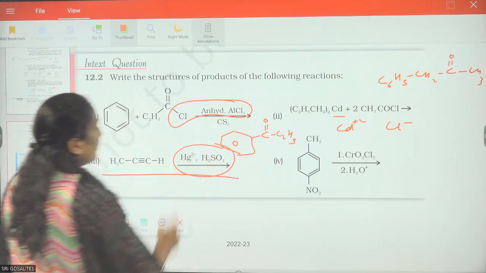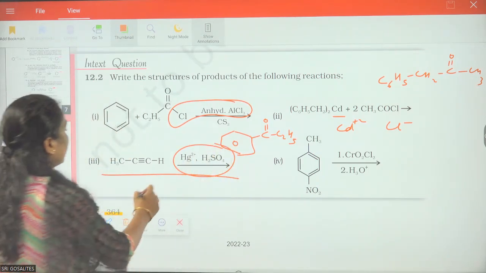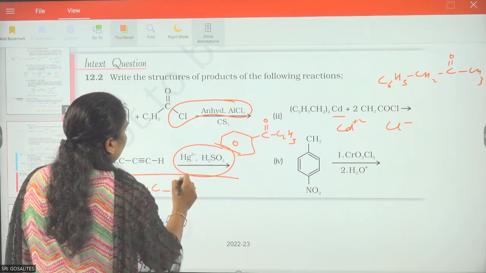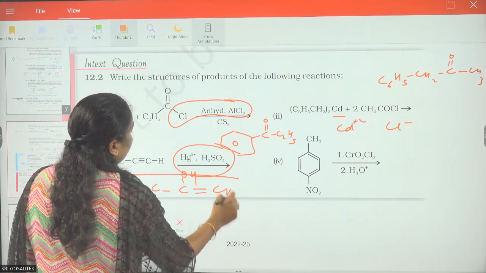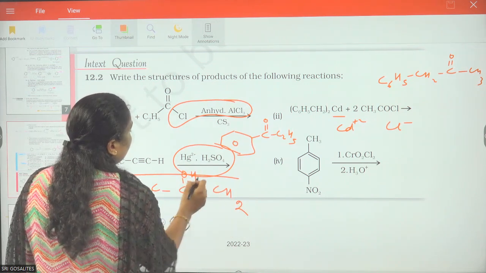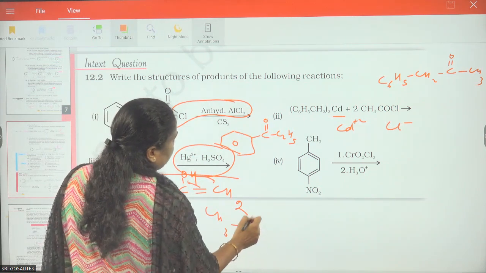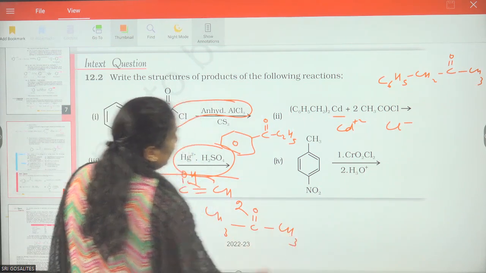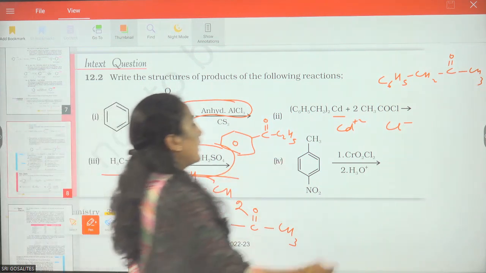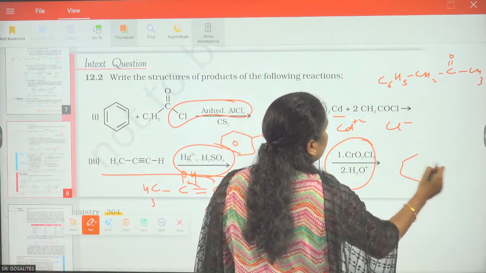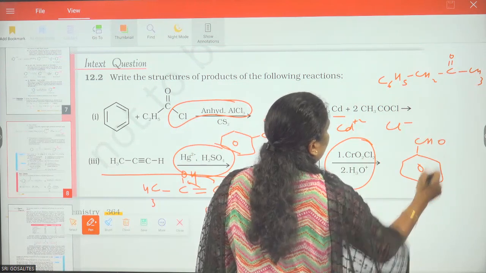Now, this is Hg2+ and H2SO4. So it is hydration. So CH3C, you're having OH here, double bond, CH2, and all you need to do is get CH3, C double bond O, CH3, right? And again, this one is kind of your Etard reaction. So basically you can write CHO and NO2.